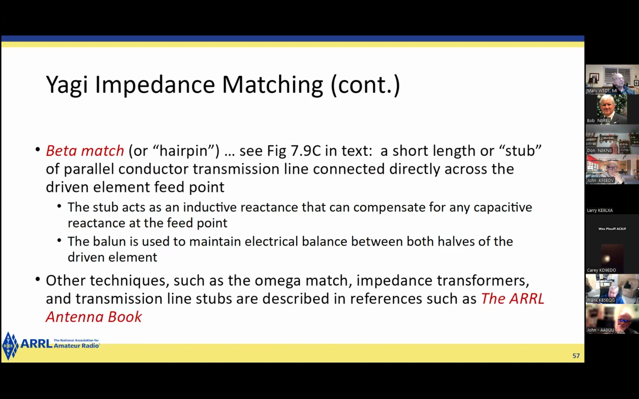Other techniques, such as the omega match, impedance transformers, and transmission line stubs, are described in references such as the ARRL Antenna Book.